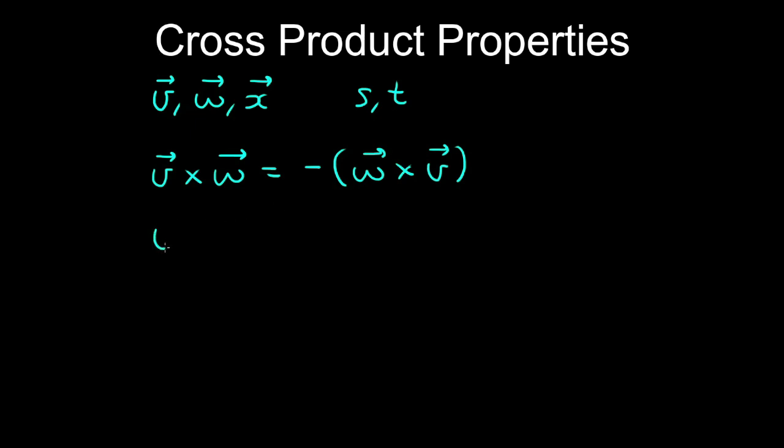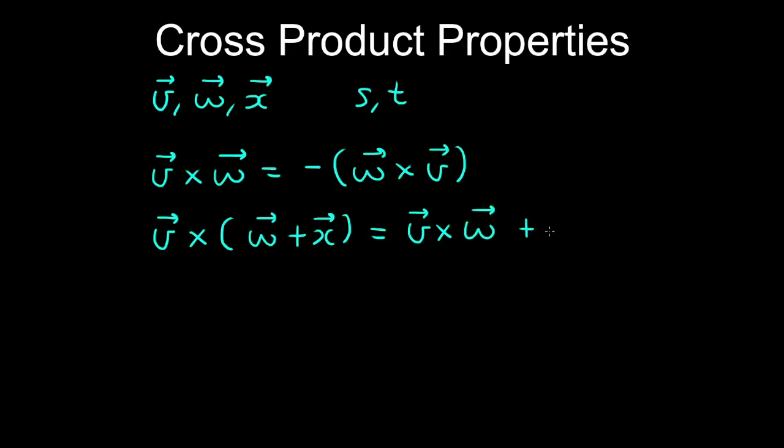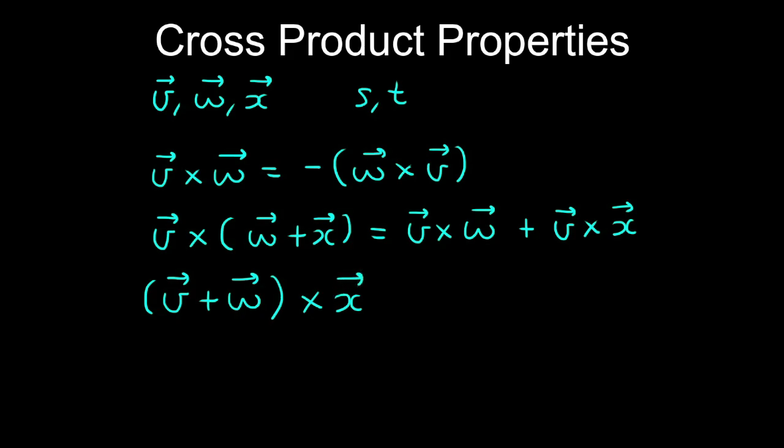And the cross product is distributive over vector addition. So v cross (w plus x) is equal to v cross w plus v cross x. And similarly, if we add two vectors v and w and take the cross product between the resultant and another vector x, then we end up with v cross x plus w cross x.